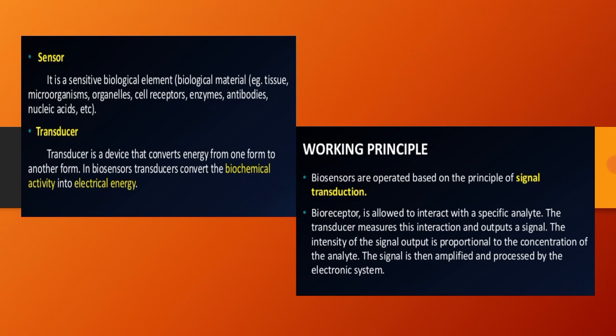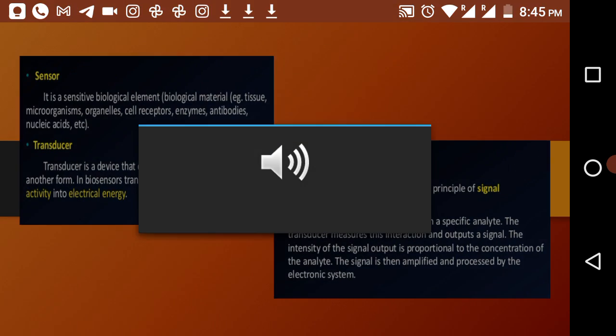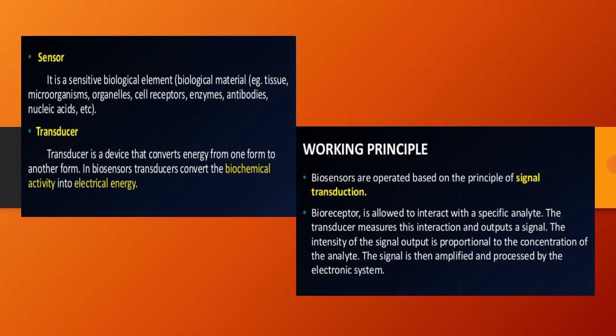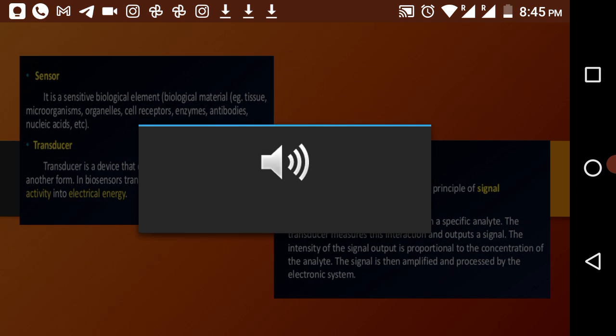Right? Anyway, the sensors are detecting the signals, sensing the signal. So it is based on signal transduction. Now the bioreceptor is allowed to interact with the analyte. The transducer measures this interaction and outputs the signal. The transducer will measure this signal, convert this signal into electrical energy and send it towards the detector. Then the detector shows the obtained results in the display unit.